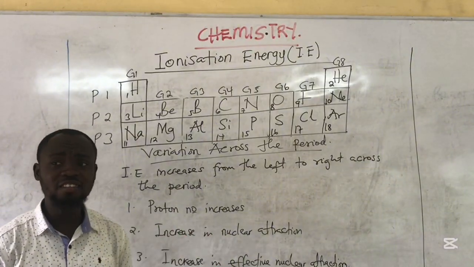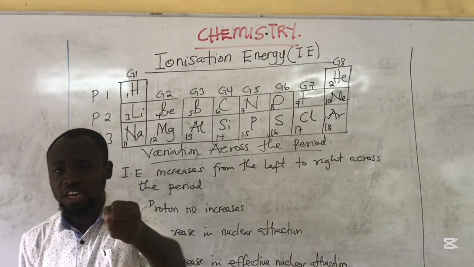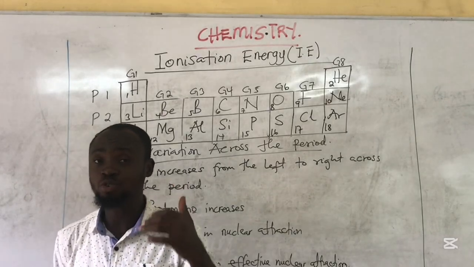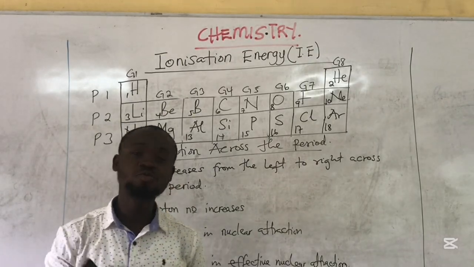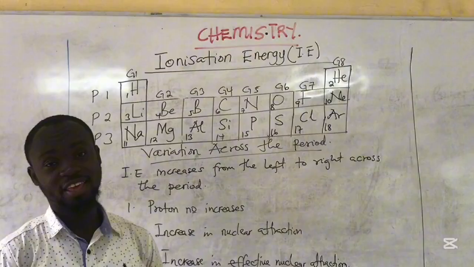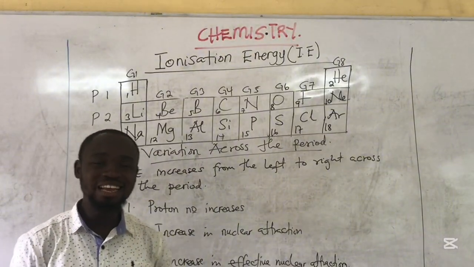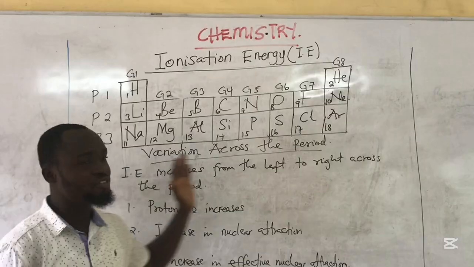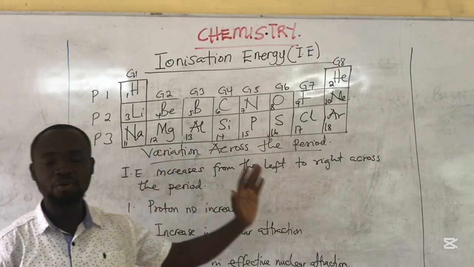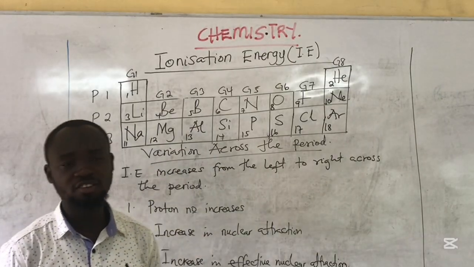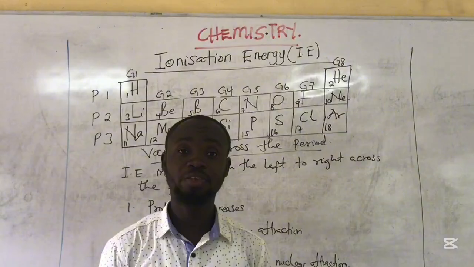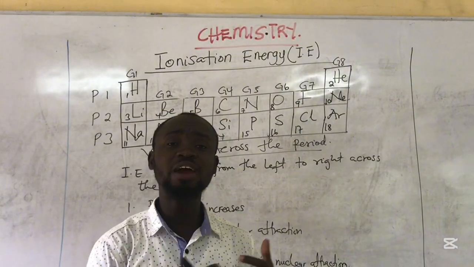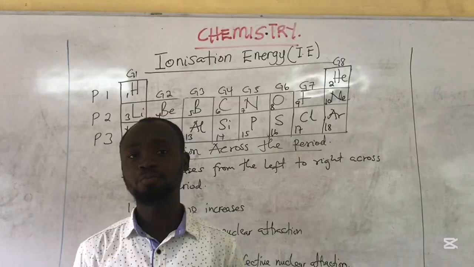Across the period, the valence electrons are held strongly towards the nucleus due to the high proton attraction. So to remove an electron requires more energy. So ionization energy generally increases because anytime I'm moving across the period, there's an increase in proton number, which increases nuclear attraction and effective nuclear attraction. Now, let's also look at the variation down the group.